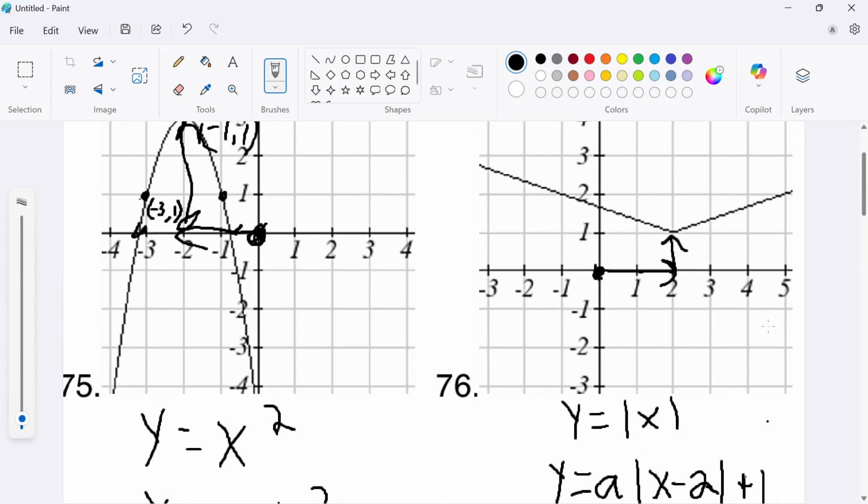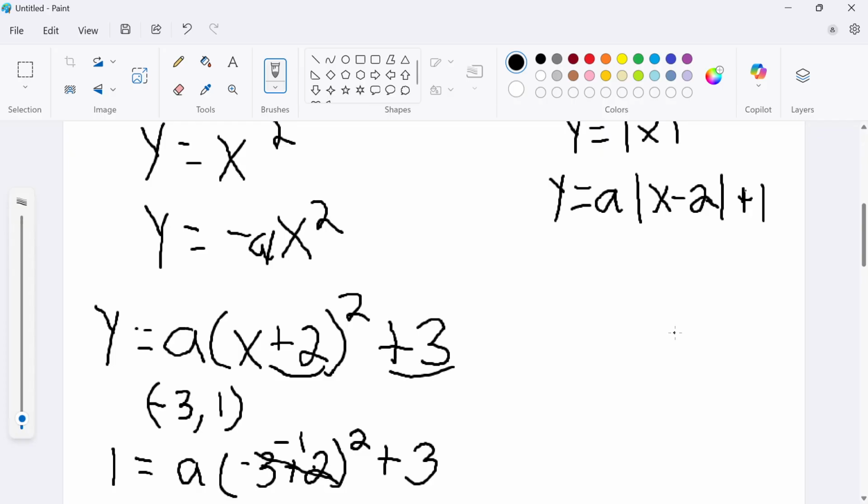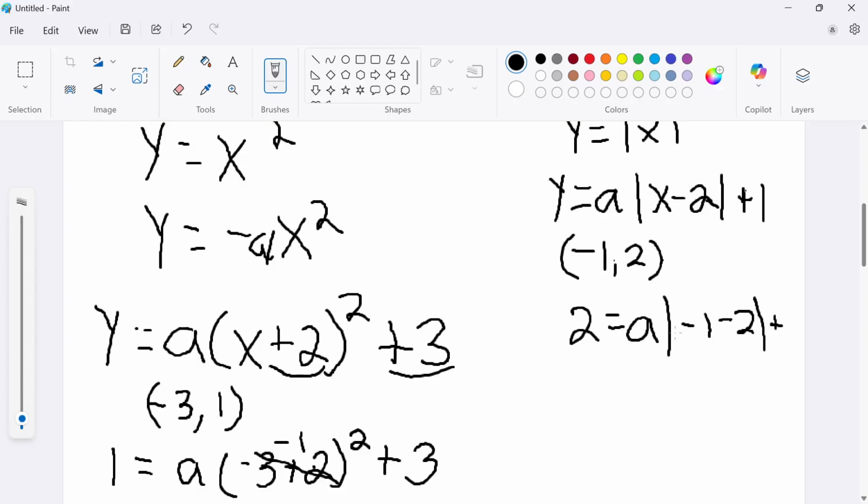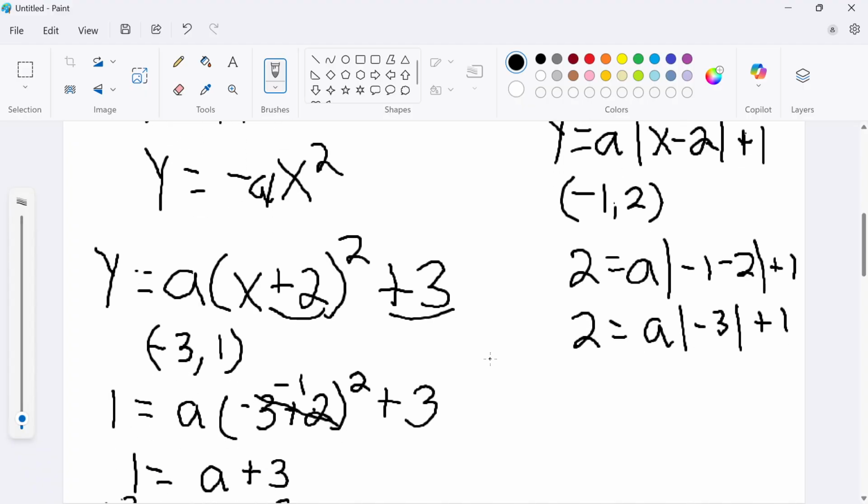So now I've got to figure out what that a is, and to do that, I will use a point. I could either use this one, it looks like 5, 2. That would be a good point to use. Or I could use this one, which might be even easier, negative 1, 2. I'm going to use that point, negative 1, 2, and I'll plug that in. y is 2 equals a times the absolute value of negative 1 minus 2, plus 1. Negative 1 minus 2 is minus 3. 2 equals a times the absolute value of minus 3, plus 1. The absolute value of minus 3 is 3.